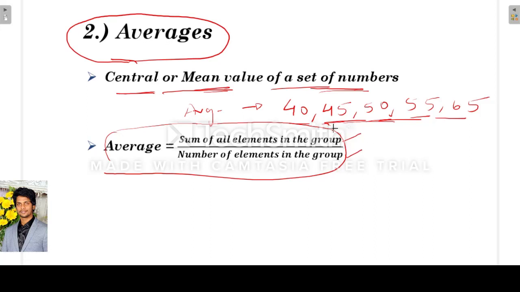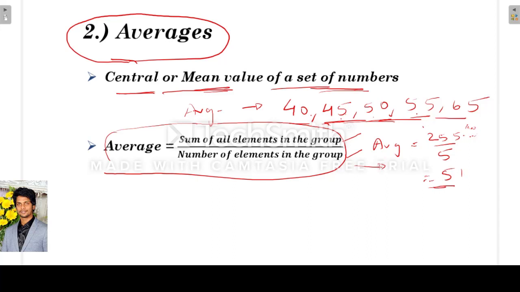So in this case, what is the average? First add all the elements in this group: 40 plus 45 is 85, 85 plus 50 is 135, 135 plus 55 is 190, 190 plus 65 is 255. So 255 by 5. What is the average? 51. In this way we'll find out the average.